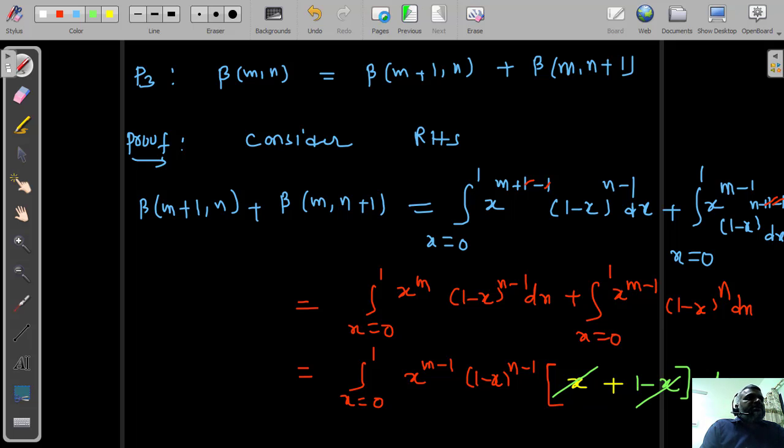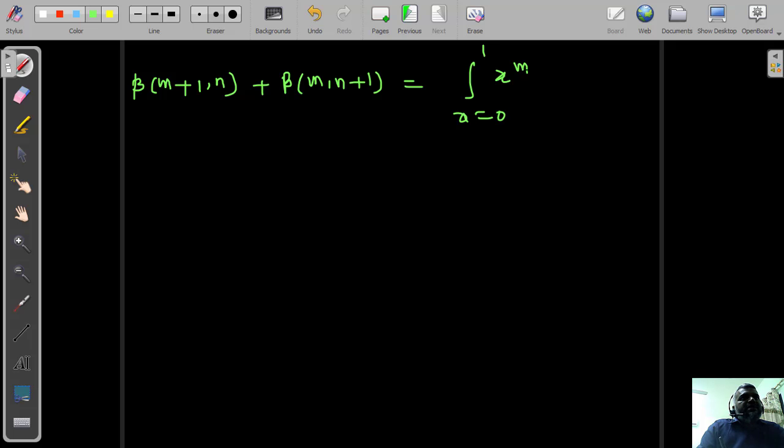The next step: beta of m plus 1 comma n plus beta of m comma n plus 1 equals the integral x from 0 to 1, x power m minus 1 times 1 minus x power n minus 1 dx. This is nothing but the definition of beta of m comma n.